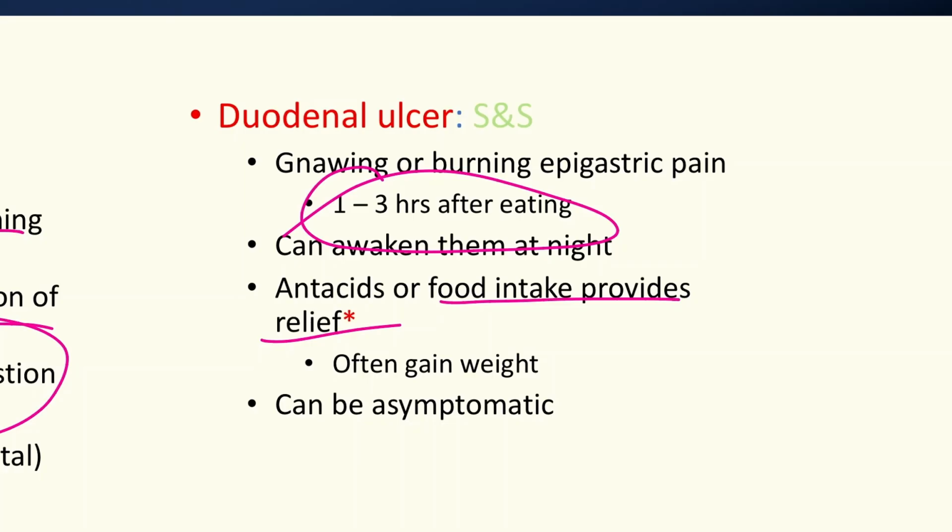So because of that, these patients may gain weight. So a duodenal ulcer, overweight from eating to stop the burning. Gastric ulcers, skinny, may lose weight because they don't want to eat because of the pain that eating causes. You see the difference between the two.